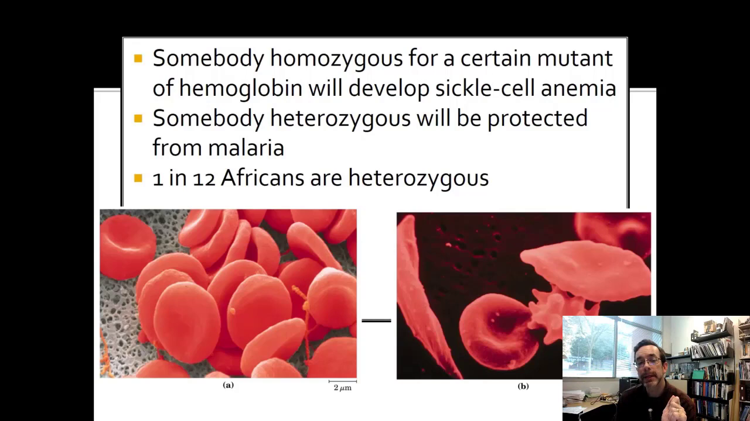The thing about the protection from malaria, it was figured out from one clue. For example, there's a very geography-associated incidence of this gene. There's so much of it in Africa that 1 in 12 Africans are heterozygous, and even I can do the genetics math for that. 1 in 144 children of these Africans will have sickle cell anemia as a result.